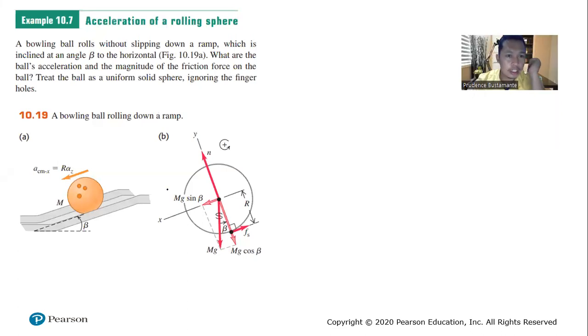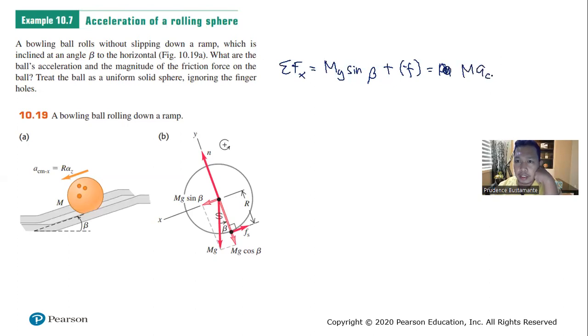So we have here the free body diagram of this bowling ball. We have the normal force, we have the friction, and we have the weight. It has the components mg cosine beta and mg sine beta. The bowling ball has a condition, it's rolling without slipping. So from Newton's second law, we have mg sine of beta minus the friction is equal to m a center of mass along x.